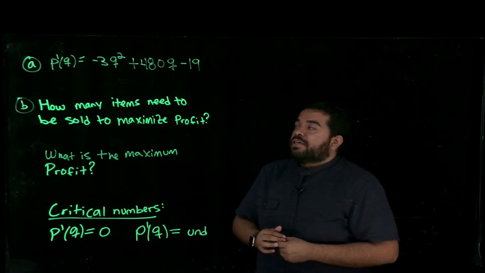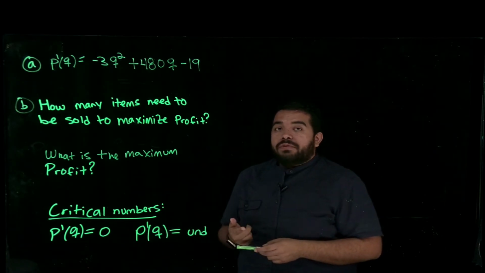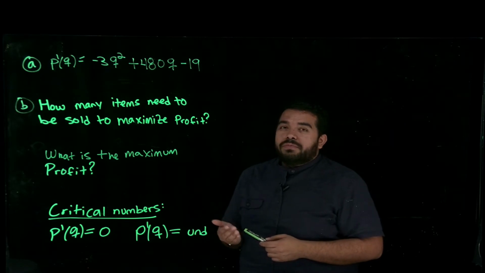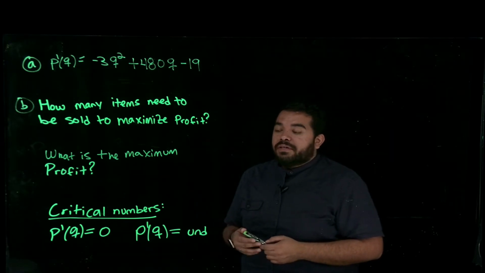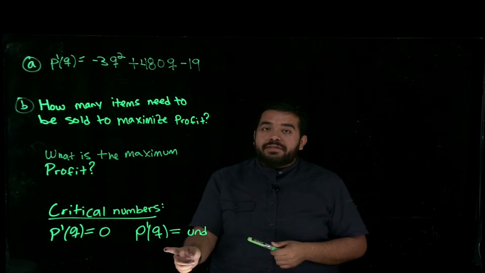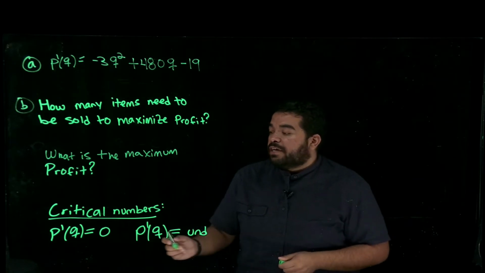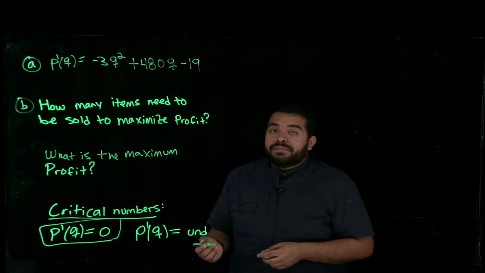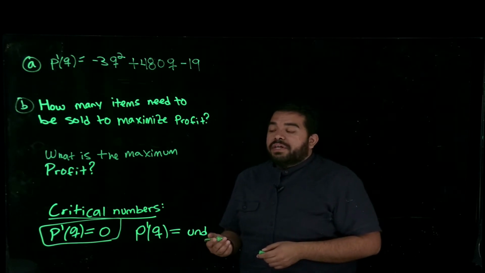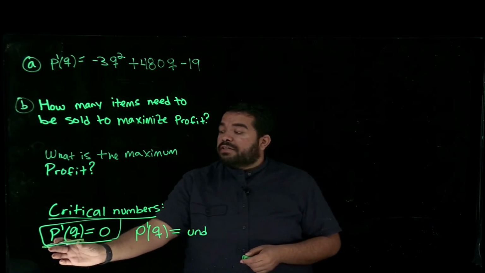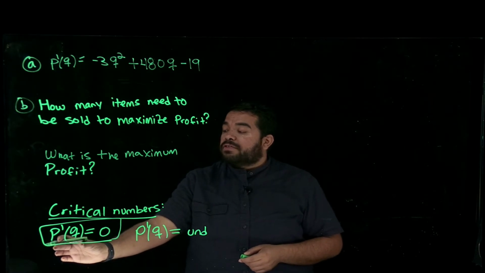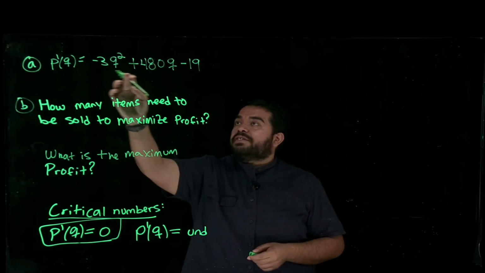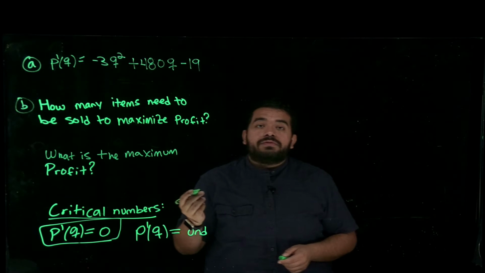Now, if we take a look at part A, we do have a polynomial. Because it's a polynomial, it's going to be continuous everywhere, so we don't really have to worry about the undefined case. What we really want to find out is what makes this function equal to 0. So I'm going to set the marginal profit function equal to 0.